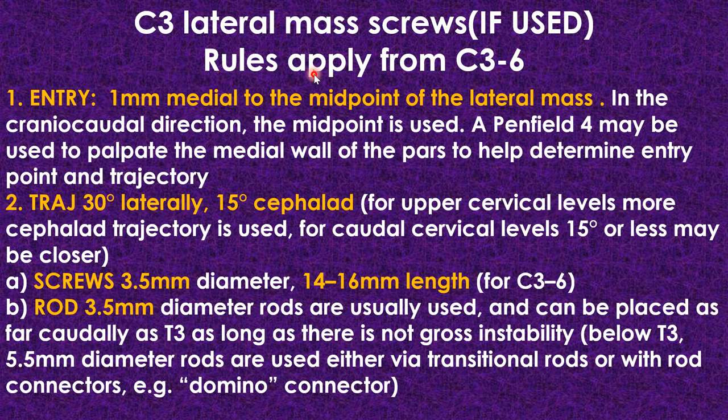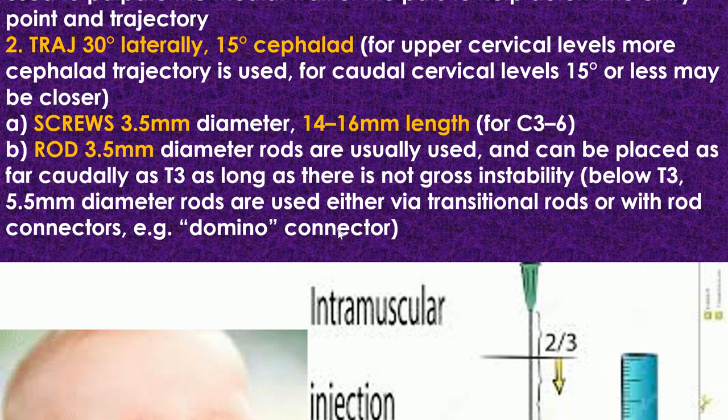The C3 lateral mass screws, if used, and these rules of screw application apply from C3 to C6. The entry point is 1 millimeter medial to the midpoint of the lateral mass, and the trajectory is 13 degrees laterally and 15 degrees cephalad. The screw is 3.5 millimeter in diameter and 14 to 16 millimeter in length, and the rod also is 3.5 millimeter in diameter.